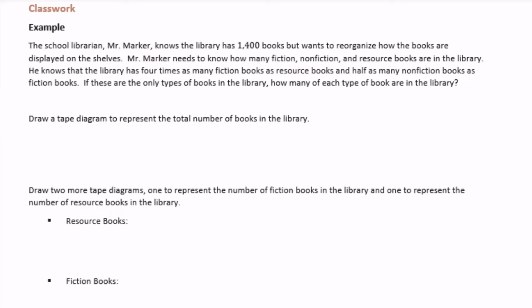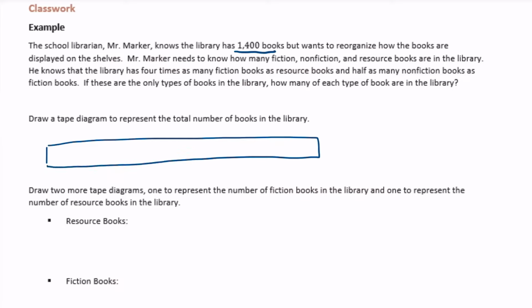Okay, so this is going to walk us through step by step. So it's going to ask us a lot of questions about this one example. So first thing, it says draw a tape diagram to represent the total number of books in the library. So we know the total number of books in the library is 1,400. So I'm going to draw a tape diagram. That is 1,400. So that represents the total number of books in the library.